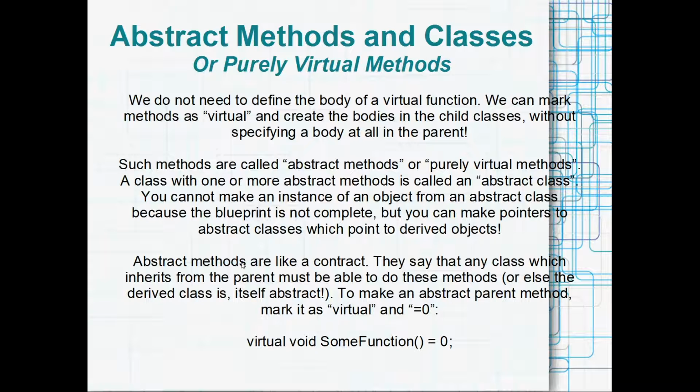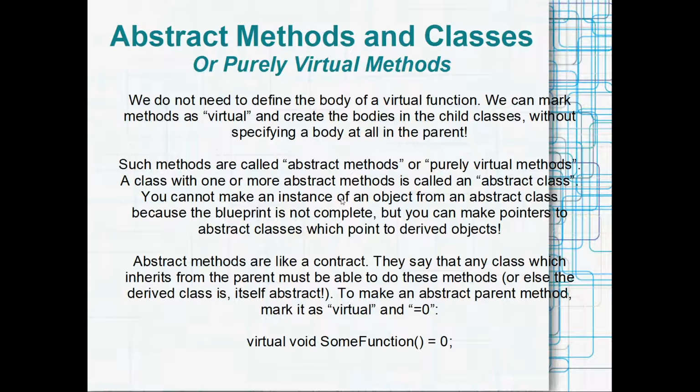Abstract methods are a little bit like a contract. I quite like this description, really. So when you make an abstract method, what you're saying is that any class that derives from this abstract parent is able to do this method. We don't care what the method is, but the child classes can do this method. That's pretty much what you're saying with an abstract method. Otherwise, the child class itself is abstract.